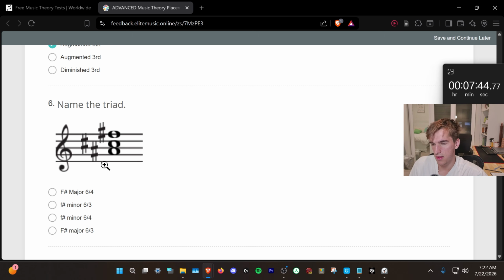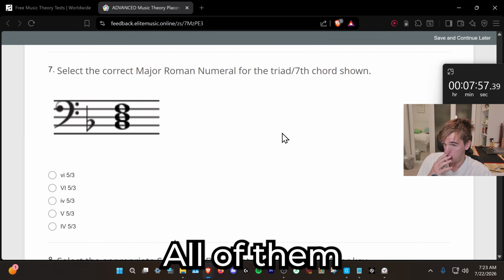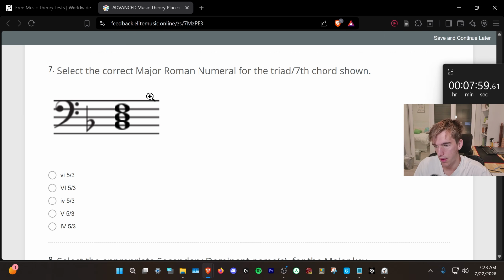So, I think it's 6-3 because it looks the same. And last time it was also 6-3. Okay, all of them are 5-3, so it's good to know. This one's a 5-3 major. So major, it has to be the capital.